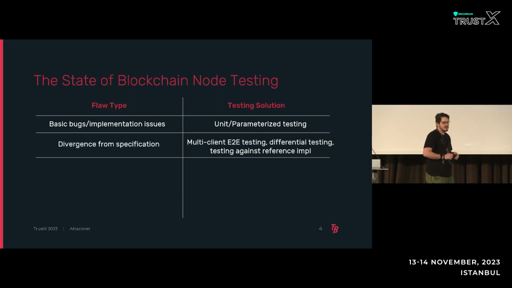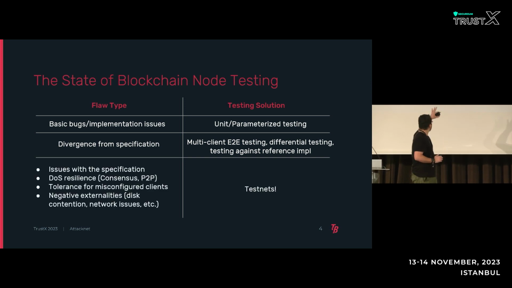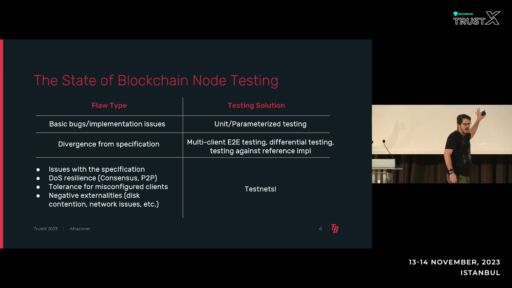But blockchain nodes also tend to have a specification, which is very helpful for more advanced testing. There are multiple clients in Ethereum, so you can do differential testing. You can test two clients on the same network and find bugs in either client, and that's really, really powerful.